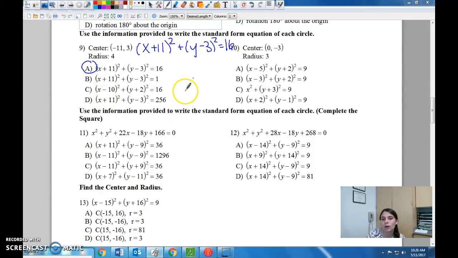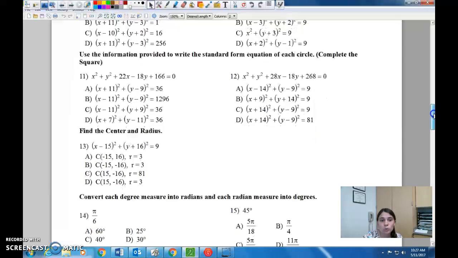Number 10, I'll go ahead and just think through it. So this would be like x plus 0 squared or x minus 0 squared. Well, x plus 0 is just x, so that's going to be just x squared, which there's really only one option with that, so I'm just going to double check to make sure that's right. So y minus a -3 would be y plus 3 squared equals the radius squared, or 3 squared, which is 9. So the answer to 10 is C.